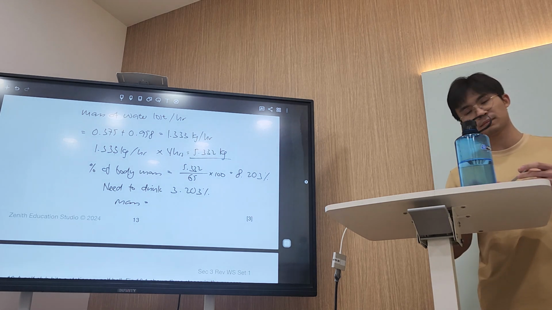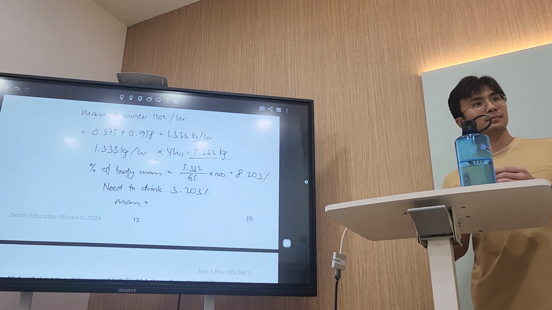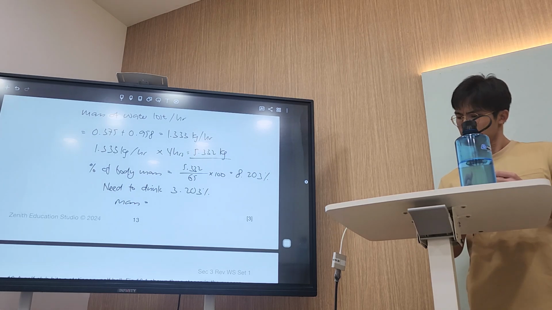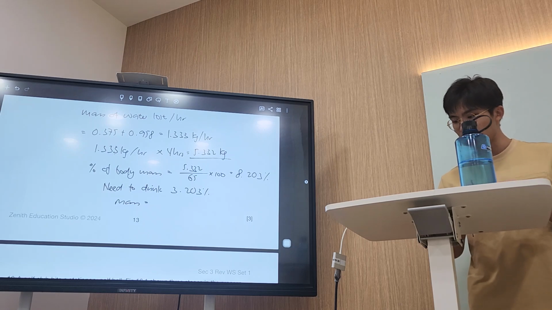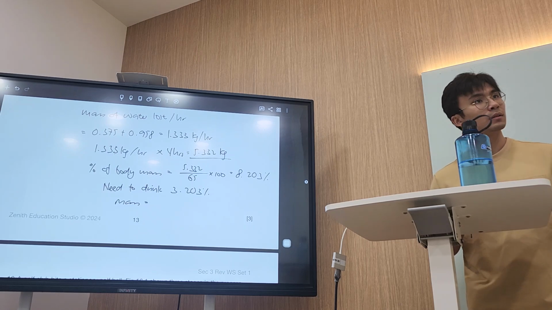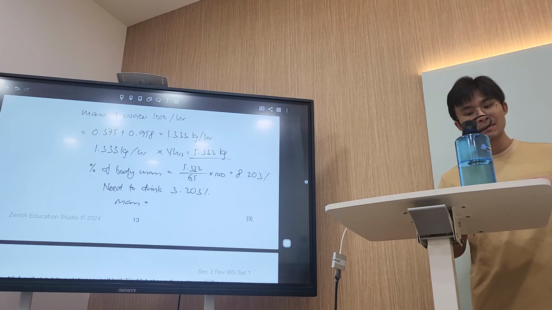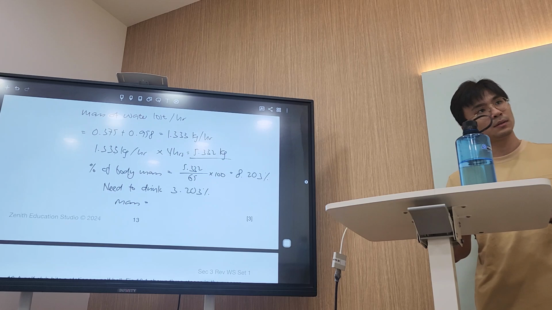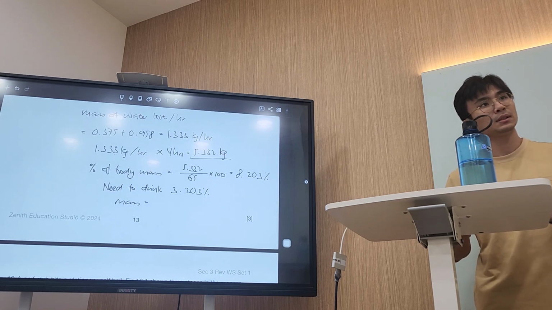Yeah, in kg will be 2.07. How do you get 2.07? My answer is very close, but it's not 2.07. Do you use 3.203? Then you divide by what? Or what do you do with the 3.203?